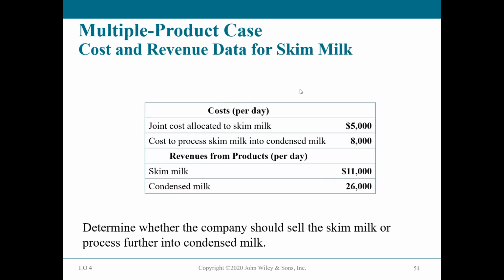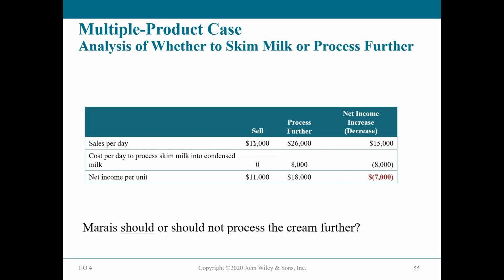What about for the skim milk side? Joint costs allocated to skim milk, applied based on production volume. Cost to process skim milk to condensed milk, skim milk revenue versus condensed milk revenue. 11 to 26. The cost to process further 8,000. Therefore, our net income is actually a decrease of 7,000. So we should not process our cream any further than the original step.